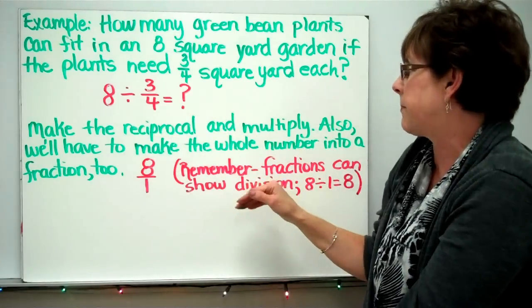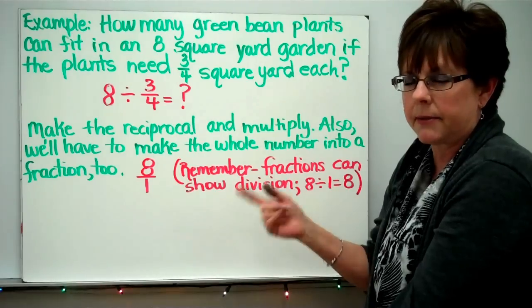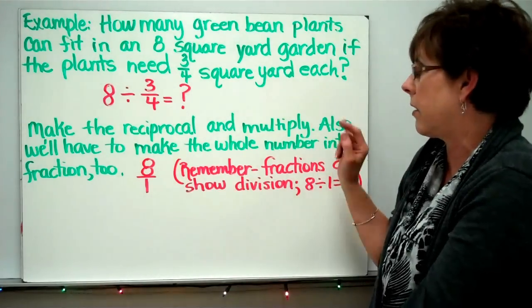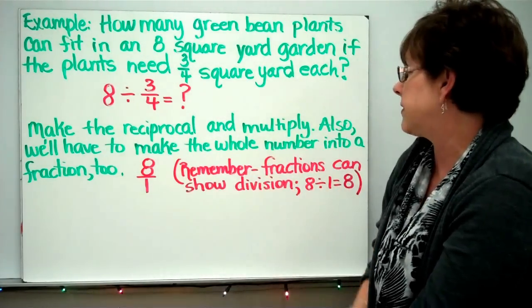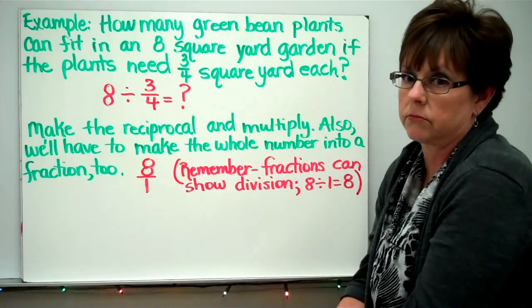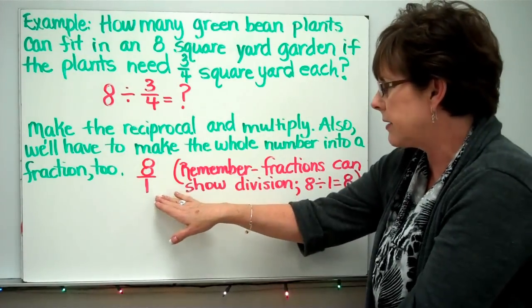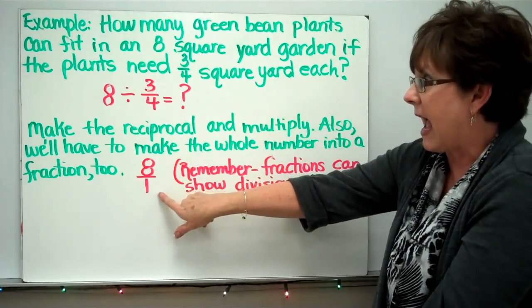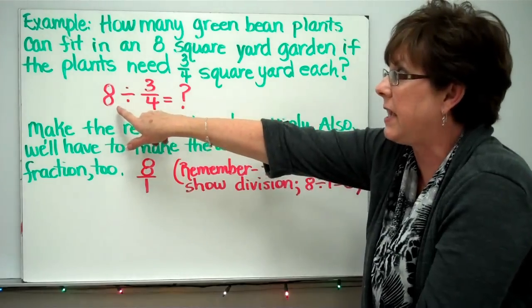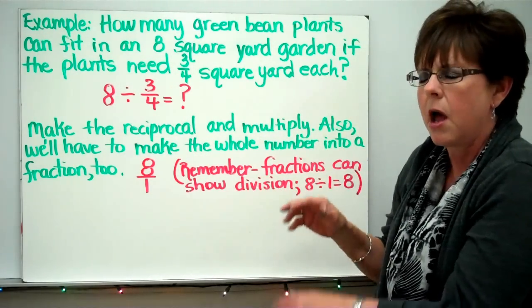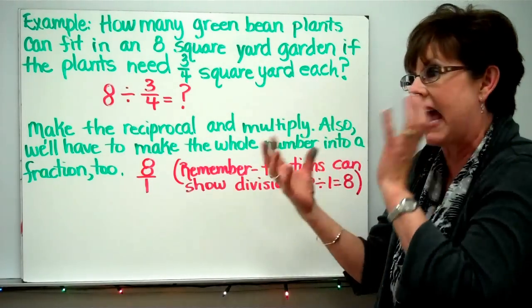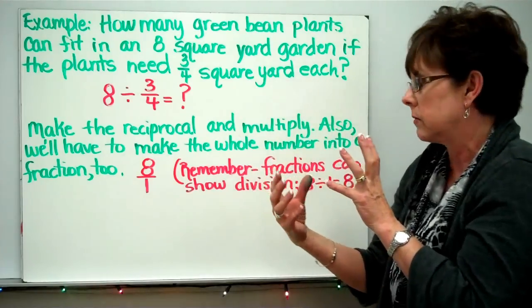All right, make the reciprocal and you'll multiply. Here's an extra step though. Also, we are going to have to make the whole number into a fraction. All right? Got to do it too. So we would say 8/1. Not just 8, but we've got to make it into a fraction. But we still have to show that it is 8 whole things.